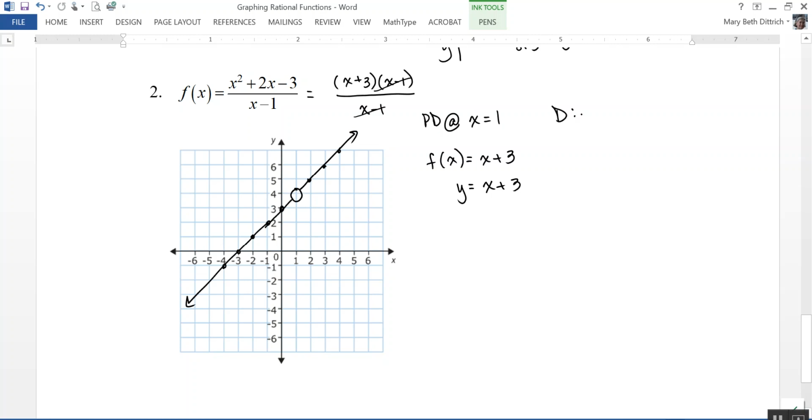My domain, therefore, is going to be x is not equal to 1, so all real numbers except x is not equal to 1. My x-intercept, this is a little bit easier. I can actually get this off of the graph, is at negative 3. My y-intercept is at positive 3, and actually that's my b, in y equals mx plus b. This does not have any horizontal or vertical asymptotes or a slant asymptote. Just a point of discontinuity at x equals 1. So this one was a little bit more straightforward.